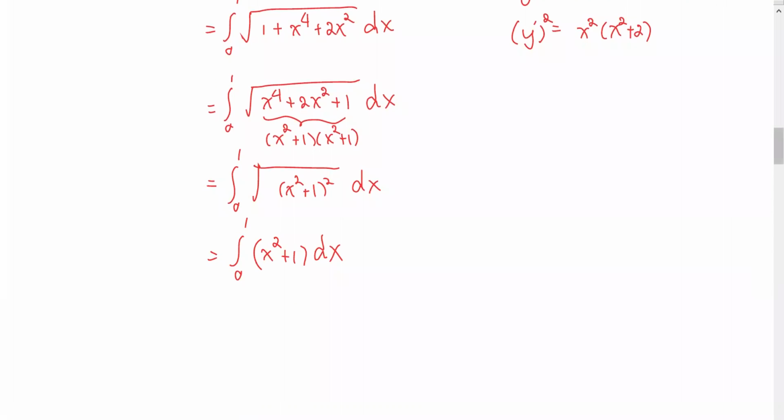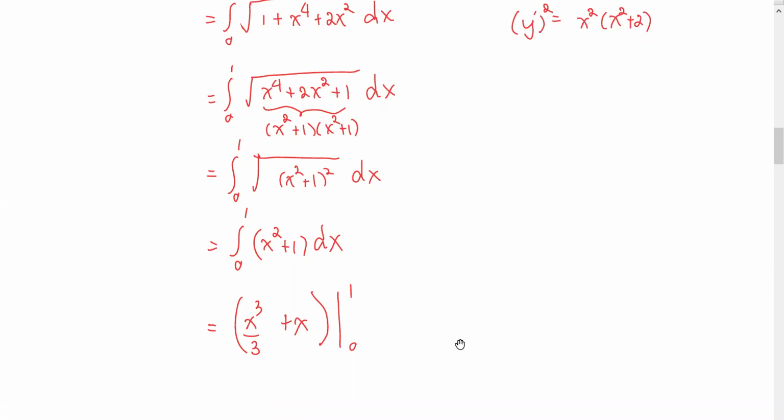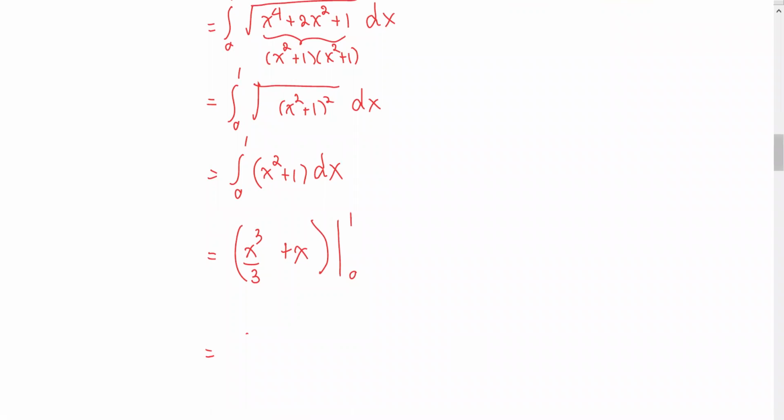And then we can simplify by finding the antiderivative of x squared plus 1, which gives us x to the third over 3 plus x, evaluated from 0 to 1. Replace x with the upper limit to get 1 over 3 plus 1, subtracted by replacing x with the lower limit 0, or 0 over 3 plus 0. Therefore, we get the arclength as 4 over 3.